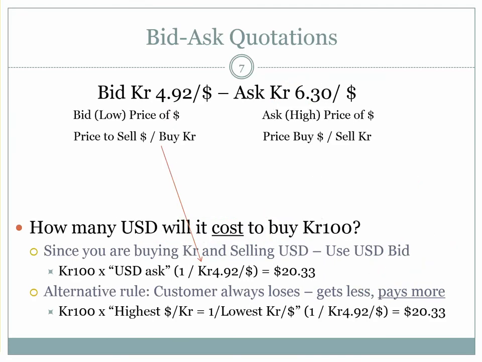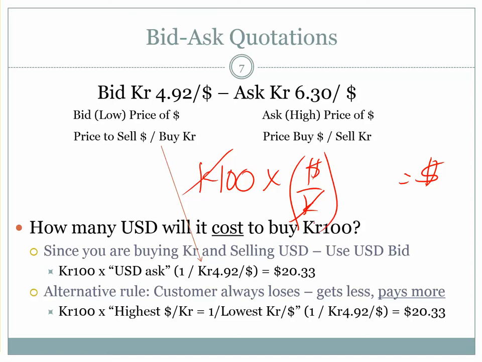Now where it gets confusing is when you have to start flipping exchange rates. So here's the same bid-ask market. How many dollars will it cost to buy 100 crown? So in this problem, you set up your problem: 100 crown times a dollar per crown exchange rate, and that's going to give me an answer in dollars. But in this problem, how many dollars will it cost? So this is a cost. That cost is going to be high. So I know I'm going to use a high exchange rate.